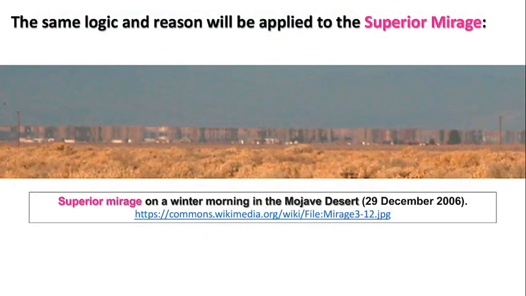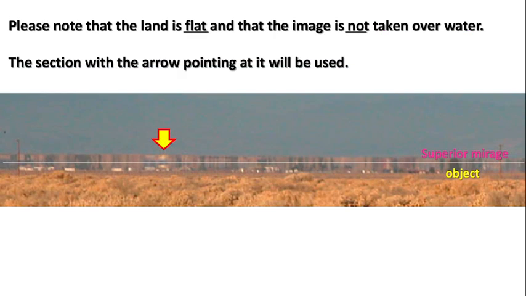The same logic and reason will be applied to the superior mirage. Superior mirage on a winter morning in the Mojave Desert, 29th of December 2006. Please note that the land is flat and that the image is not taken over water. The section with the arrow pointing at it will be used.